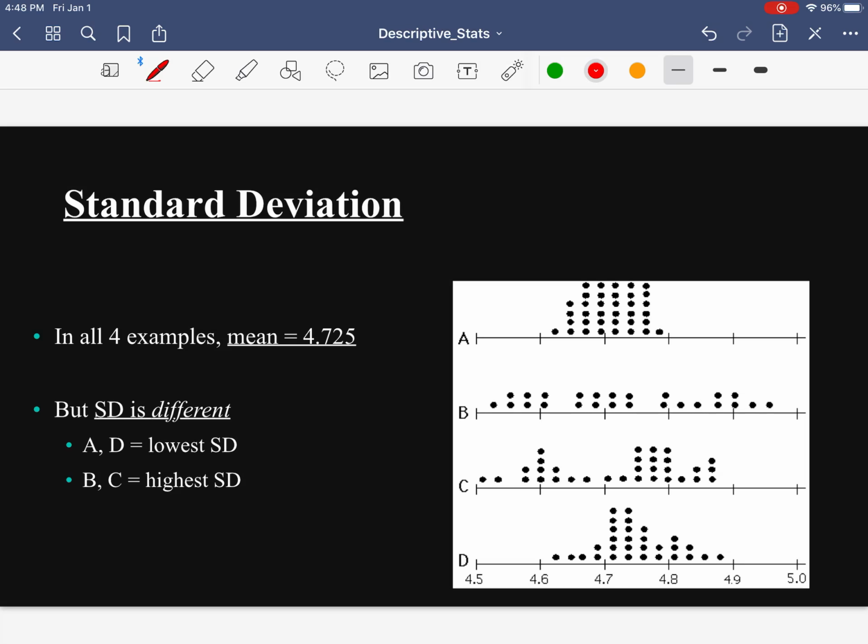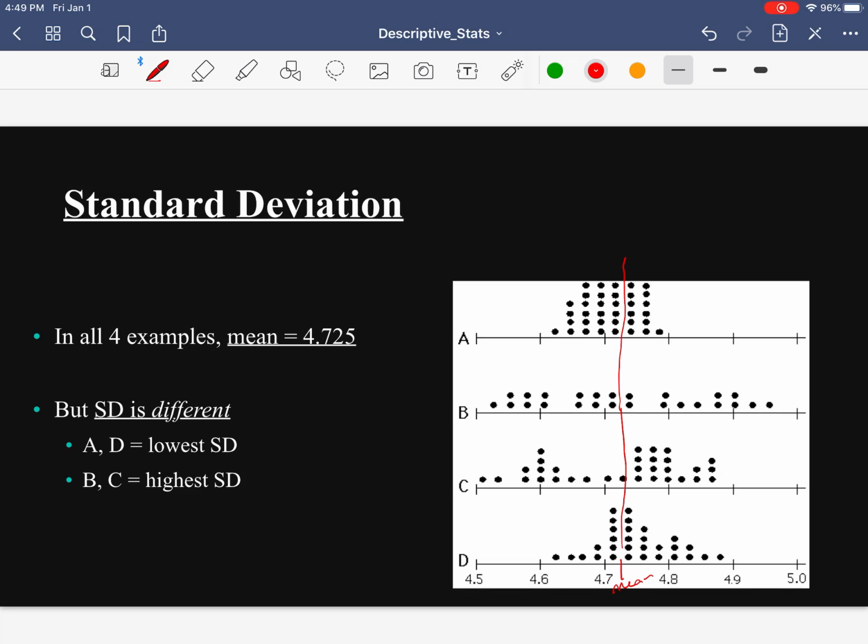Here we have 4 ways to plot a sample. We have the same number of dots in all 4. And in all 4, the mean is 4.725. So in all 4, if I could draw a straight line, that's our mean, right? But these show you different standard deviations.